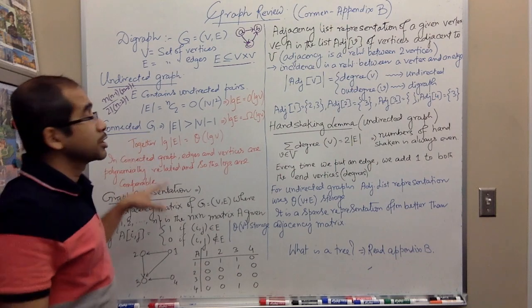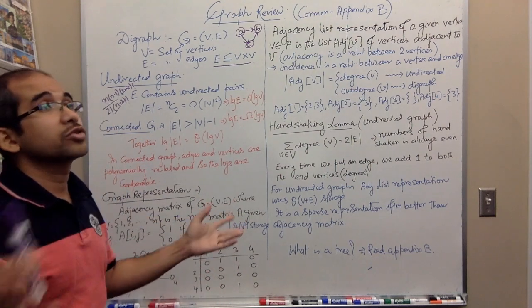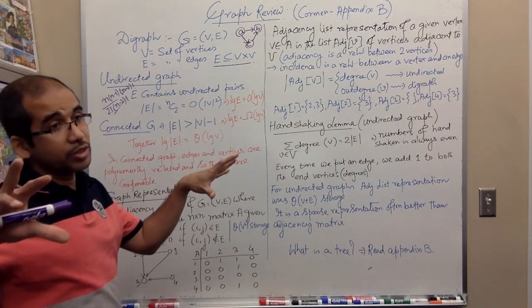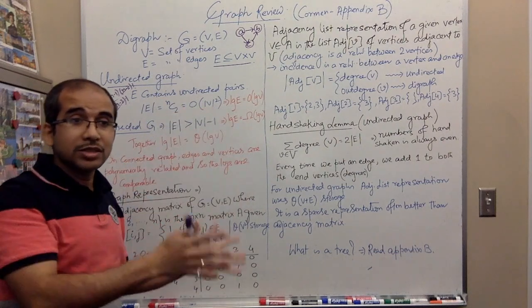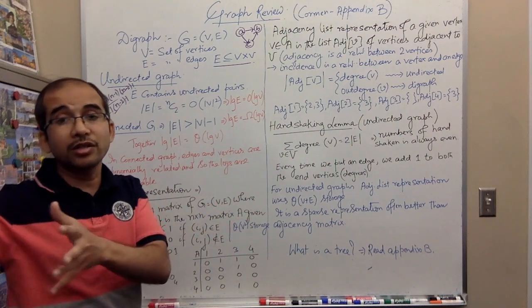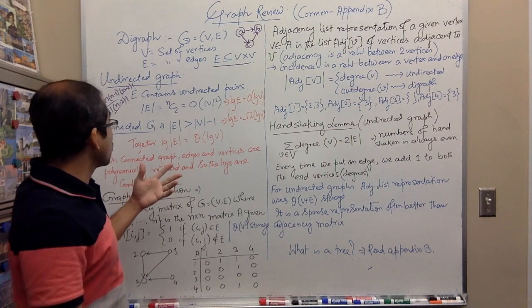Now what about a connected graph? A connected graph means from one vertex you can reach any other vertex. If it's a disconnected graph, there are two separate sets with no edge between them. From one vertex you might reach another within that set, but in the other set, which is disconnected, you cannot reach from here to there, because there is no edge between them.